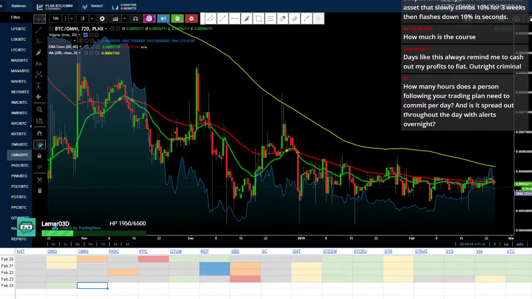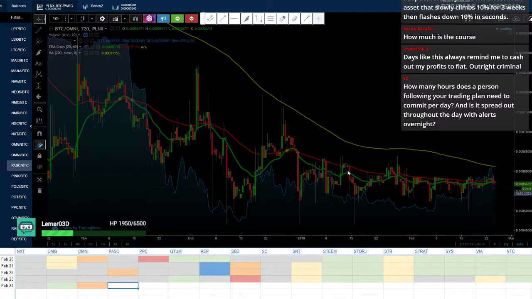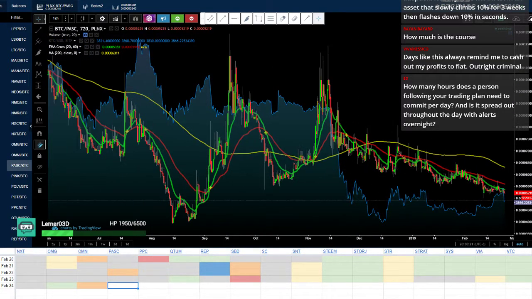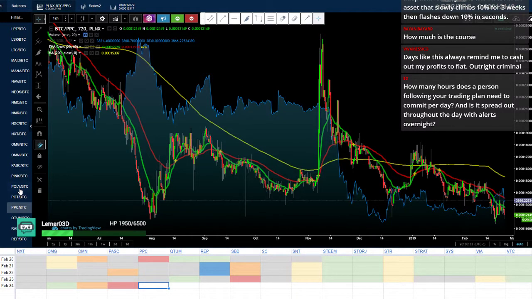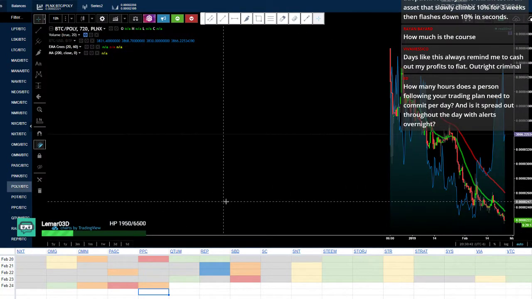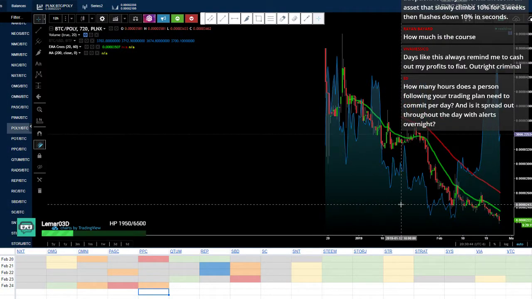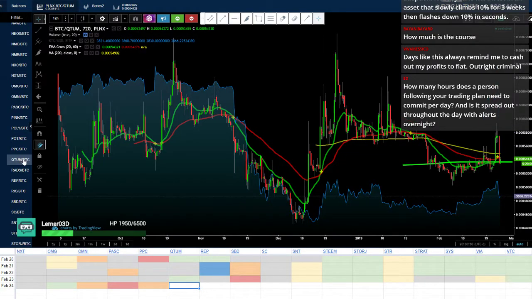Omni, not looking good. I'll leave it as a near fail. Pascal. Looks terrible. I'll put it as a fail, just to punish it. PPC. All right, that'll leave this as a near fail. And I did skip over Poly, which is a fail. There's a long time to wait for Poly to turn around into a trading pattern that this system would be able to do anything with.